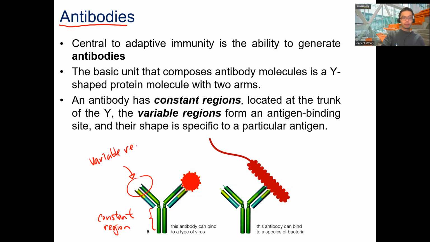Variable region. Each of them will be slightly different depending on how the gene shuffling was done. In this example, you can see the groove here would recognize the antigen that is on this virus. So this whole thing is a virus, and these little hexagons on top are the antigens.